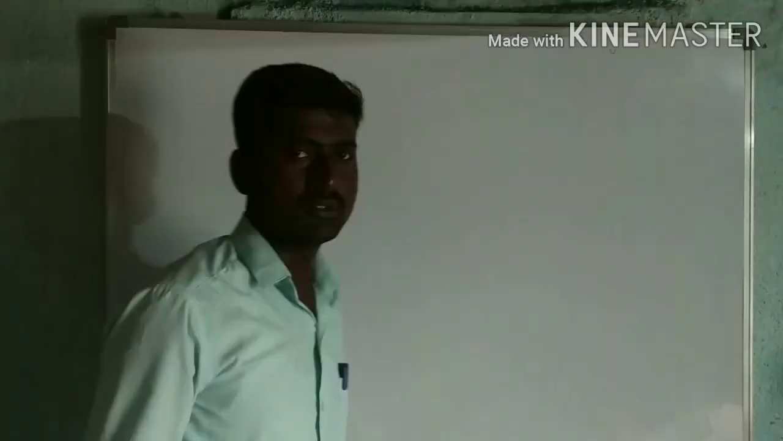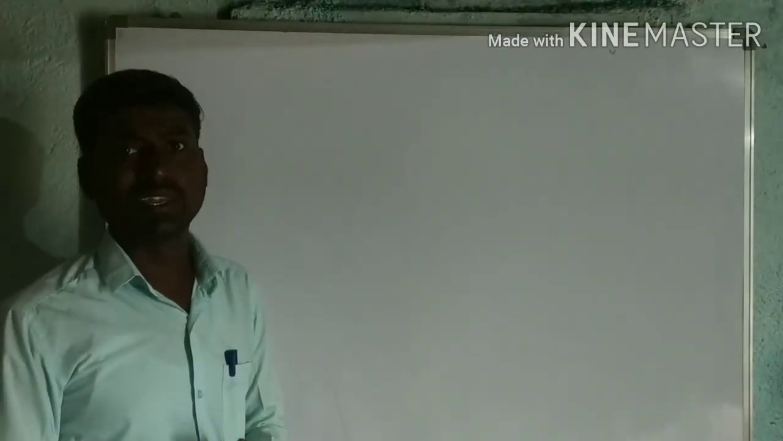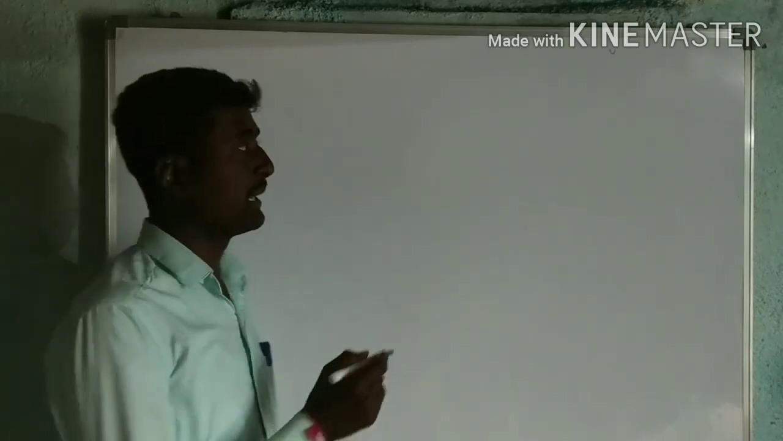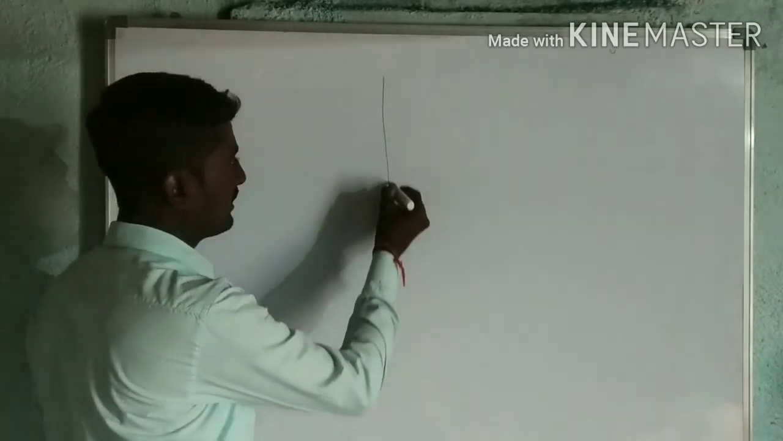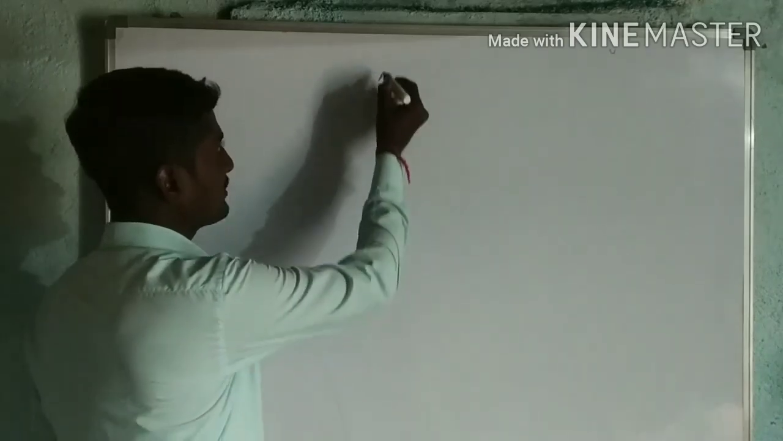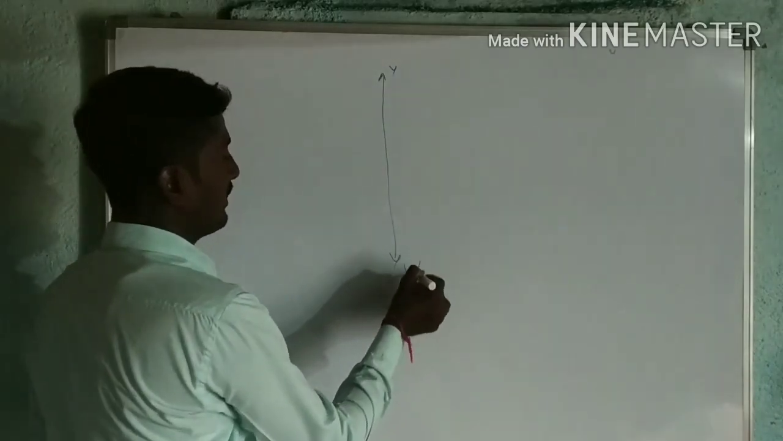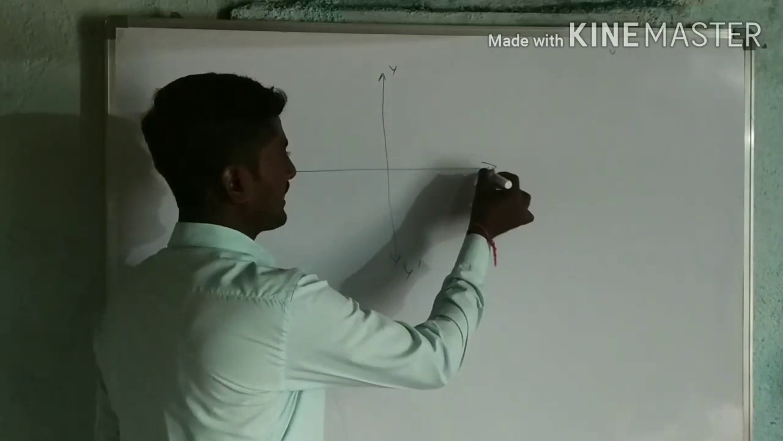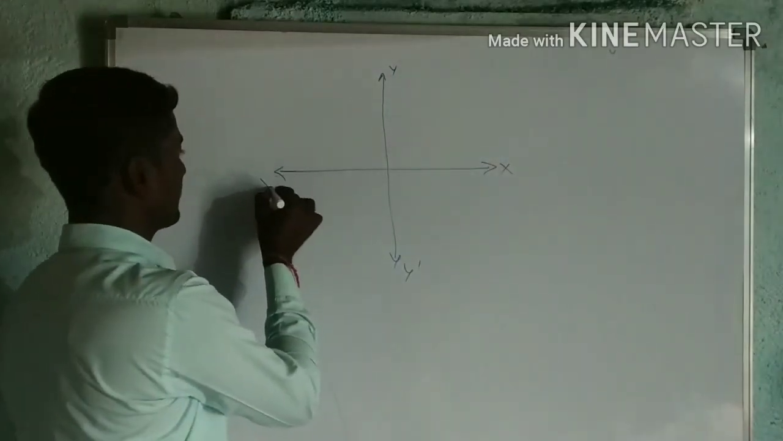Now we already know how to locate a point in the xy plane. So let us draw the vertical line, that is the y-axis, and the horizontal line, that is the x-axis.